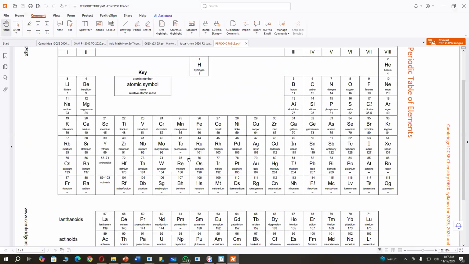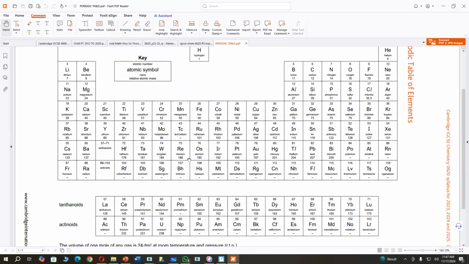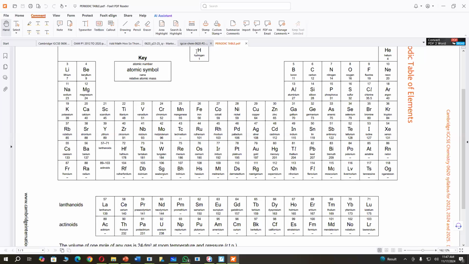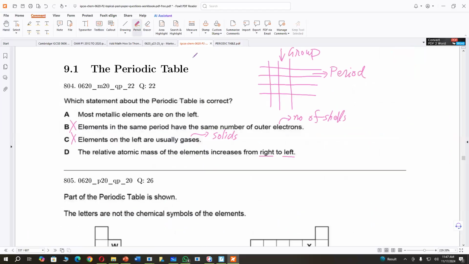Look, from left to right, if you notice, atomic number is increasing. So he's giving us a wrong answer. Look at this screen: this is atomic mass, not atomic number. Both of them increase from left to right.